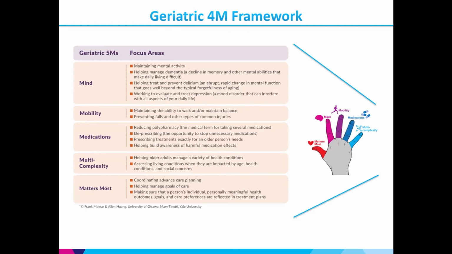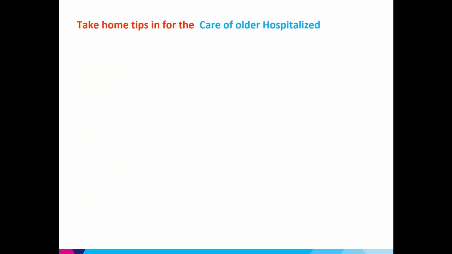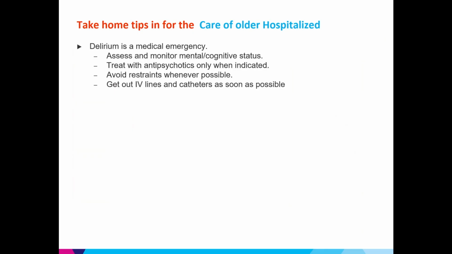And with that said, I will conclude with some take-home tips in the care of our older hospitalized patients. One, remember that delirium is a medical emergency. You should be mindful to assess and monitor their cognitive status. Only use antipsychotics when a patient is a danger to themselves. Avoid restraints whenever possible. Be mindful of IV lines and catheters and remove them as soon as they're no longer medically indicated. Think about their medications. The fewer drugs, the better. Review medications frequently. Be mindful of changes in their lab data.